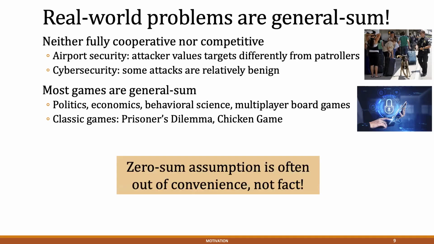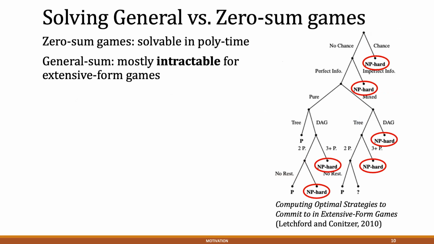The truth is that the zero sum assumption that was very, very popular is one that we usually make out of mathematical convenience rather than actual fact. So what's the big deal? What's the problem in general sum games? There are many problems actually. I'm going to focus on the computational aspect because that's actually the easiest one in practice. And that is that solving general sum games is typically intractable. Intractable just means that it takes a long time to solve the game, even for very small games.